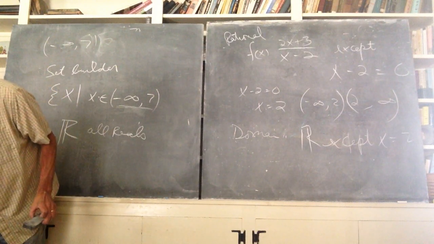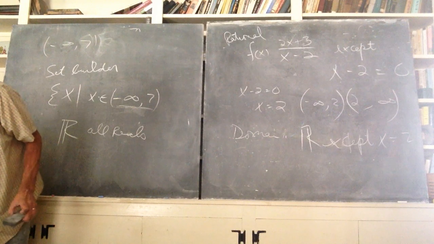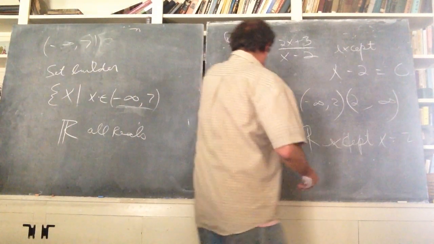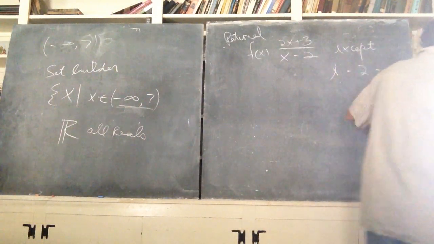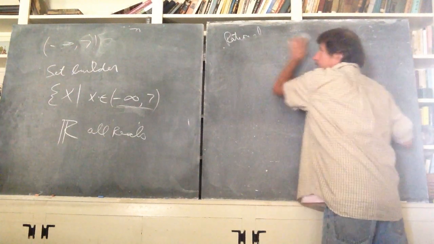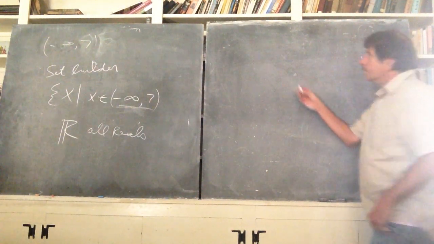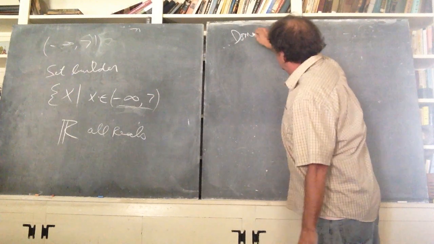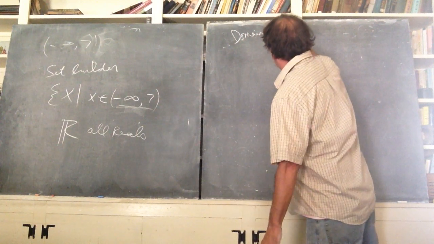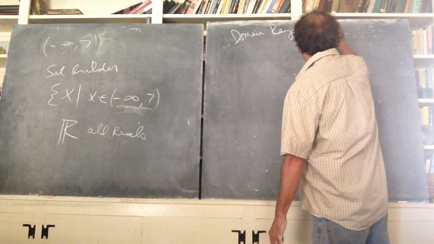Domain from a number line. Domain and range from a graph. All right. Trying to stay out of the way this time. I was watching the video and I'm in the way the whole time. Domain and range from a graph.